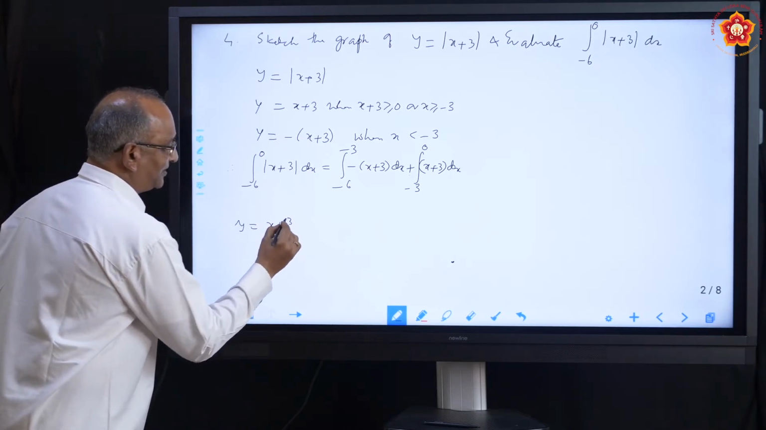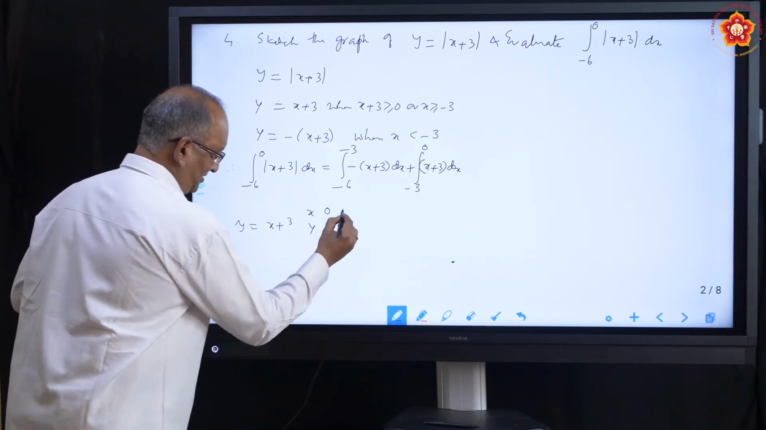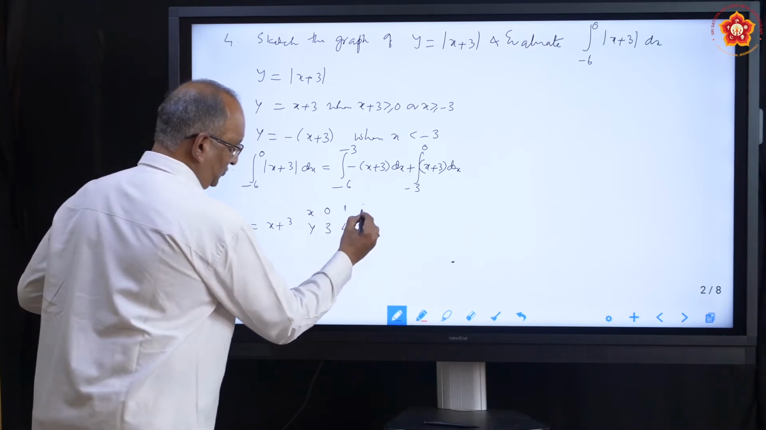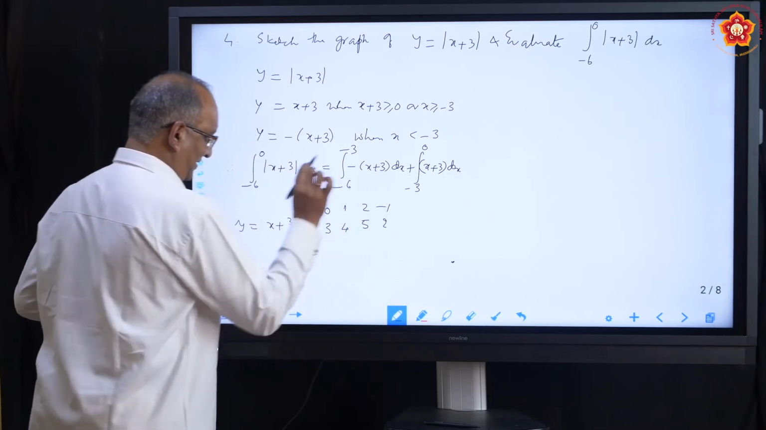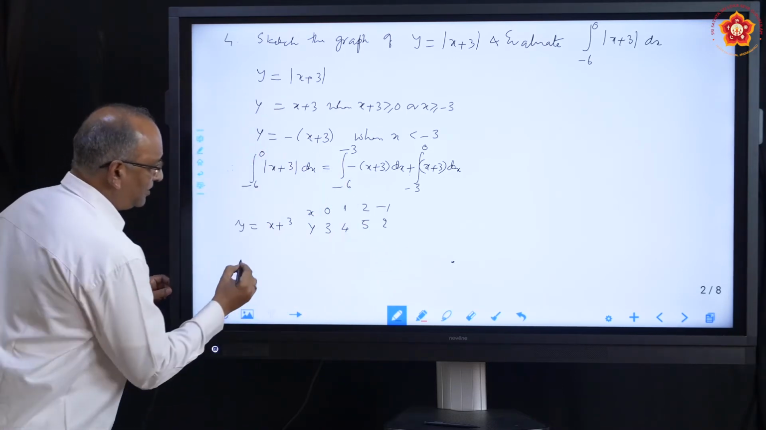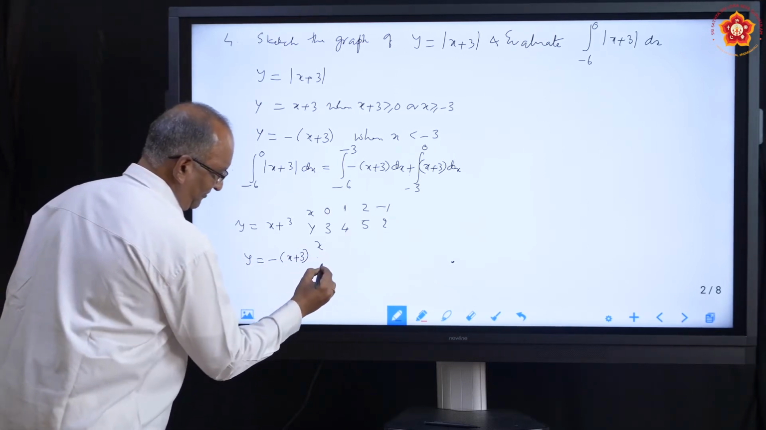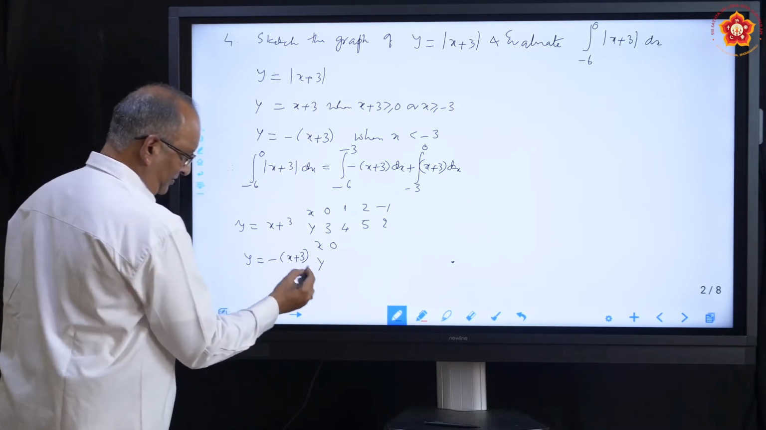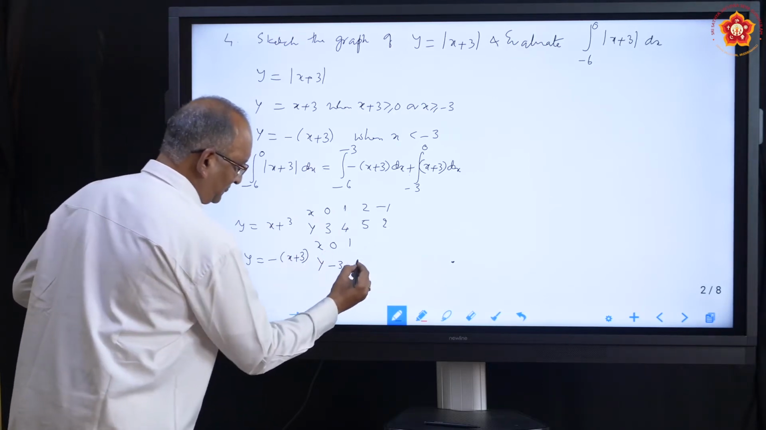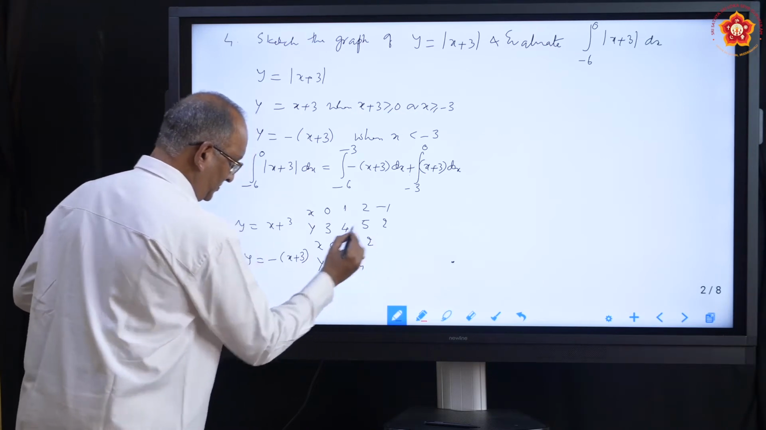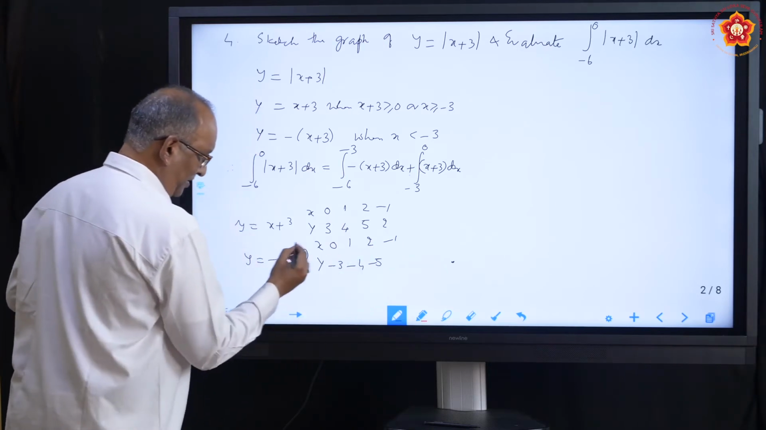y equal to x plus 3, and take x and y values. X is 0, y is 3, x is 1, y is 4, x is 2, y is 5, x is minus 1, it is 2, etc. Similarly, take the negative one also, y equal to minus of x plus 3. Same x and y values. X is 0, this is minus 3, x is 1, this is minus 4, x is 2, it is minus 5, x is, let us say, minus 1, it is minus 2.